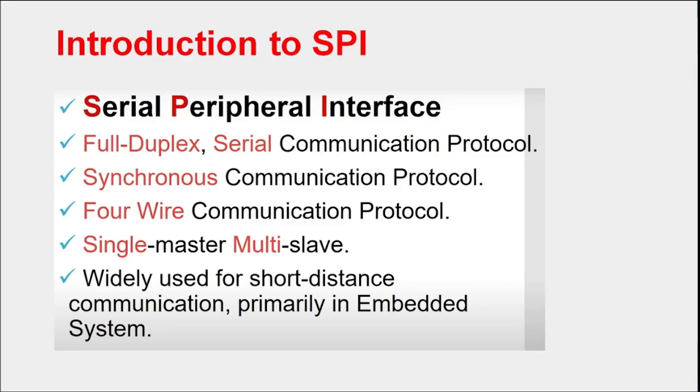The serial clock, master in slave out, master out slave in, and the chip select signal. It's a 4-wire communication protocol, and it is based on a clock, so it is a synchronous communication protocol. It's widely used for short distance communication, primarily in embedded systems.